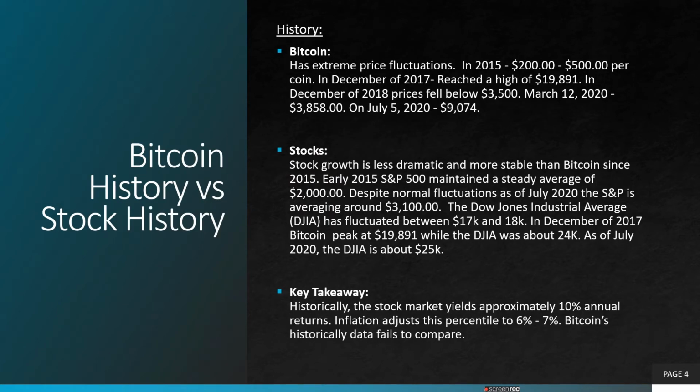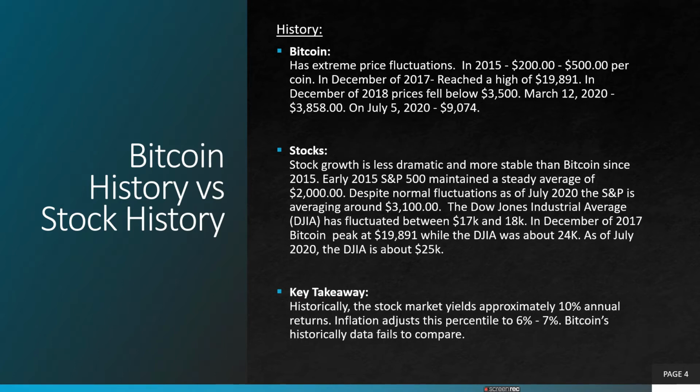So now let's look at the history between the two. Bitcoin has extreme price fluctuations. In 2015, Bitcoin was priced right around between $200 and $500 per coin. In December of 2017, it reached a high of $19,891. In December of 2018, those prices fell below $3,500.